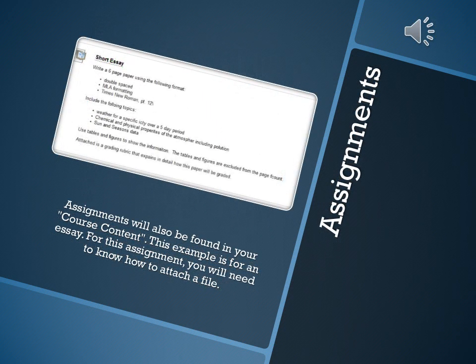Another type of activity that you may find in the course content is an assignment. This assignment example is a short essay. Here you will find the instructions for your assignment. You'll want to be sure and follow those instructions closely. You may even see some other information, which I'll explain to you in just a moment.